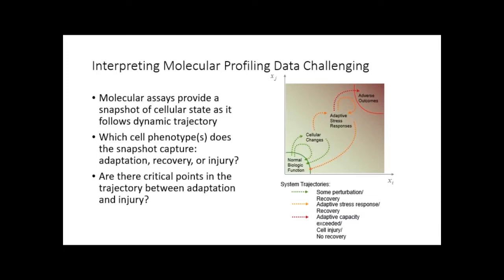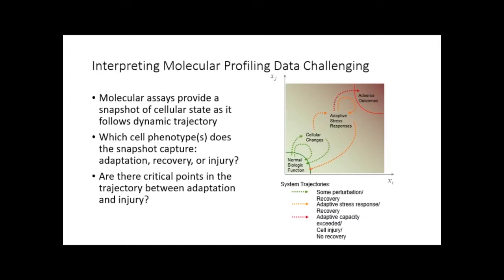If you keep hitting the system with the chemical stressor, you're going to undergo adaptive stress responses, but depending upon how much the stress is, you may still recover. Ultimately, there will be a point of no return, or the tipping point of the system, beyond which you will basically not recover.